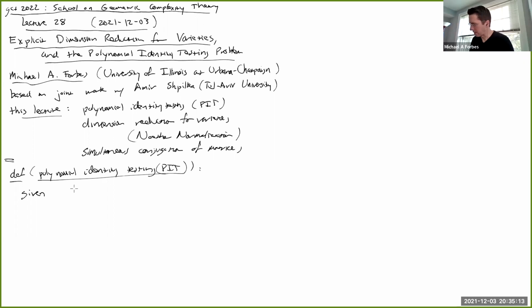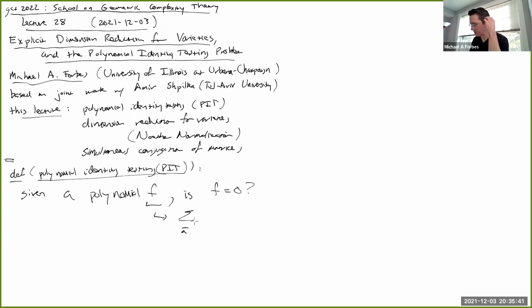Okay, so given a polynomial f, we want to know: is f equal to 0? We're testing whether this polynomial is identically equal to 0, hence polynomial identity testing. But there are a lot of subtleties in just saying what this problem is. First of all, what is f? f is going to be a multivariate polynomial.